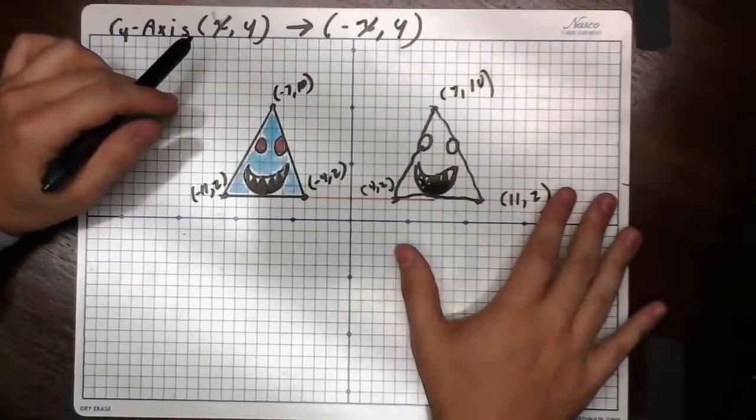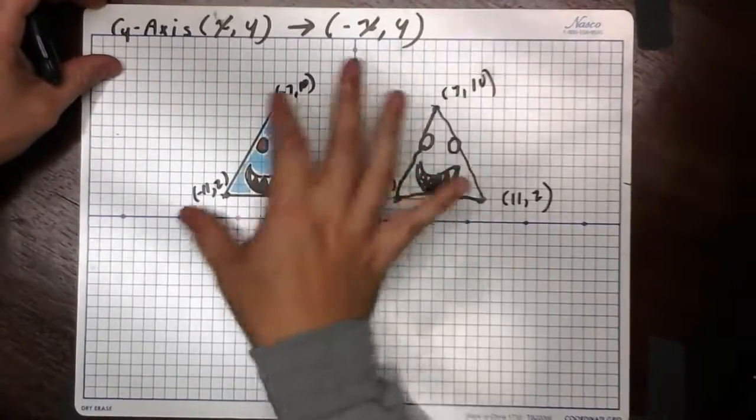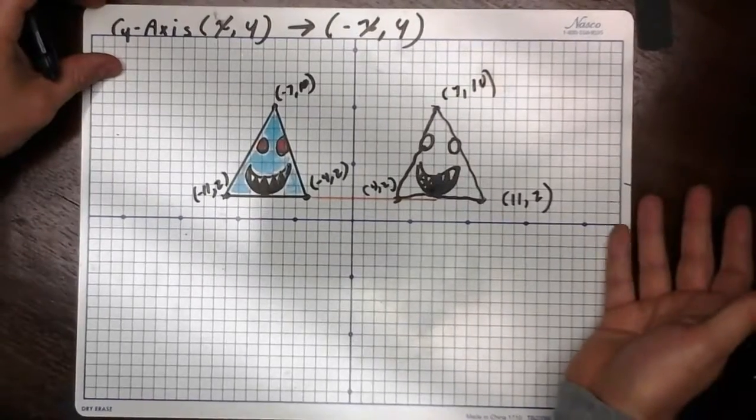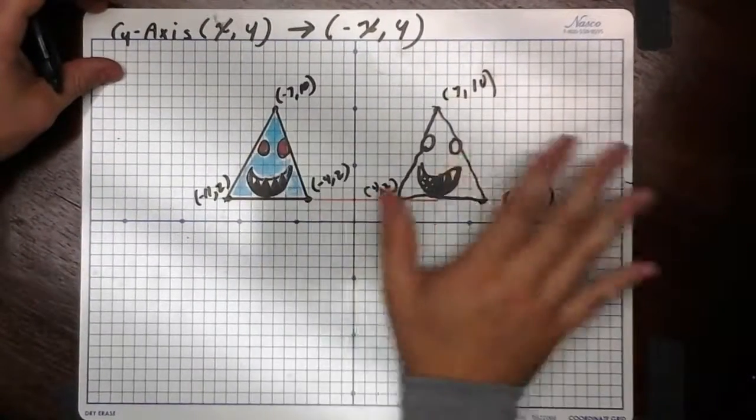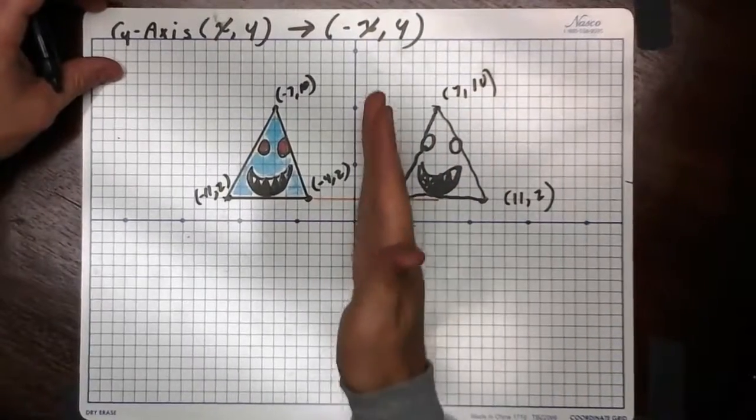Okay, so that is a reflection. That is a reflection over the x and y axis. You could either memorize the rules, or if you understand how the reflection works, you can just count the distance between the line of reflection.